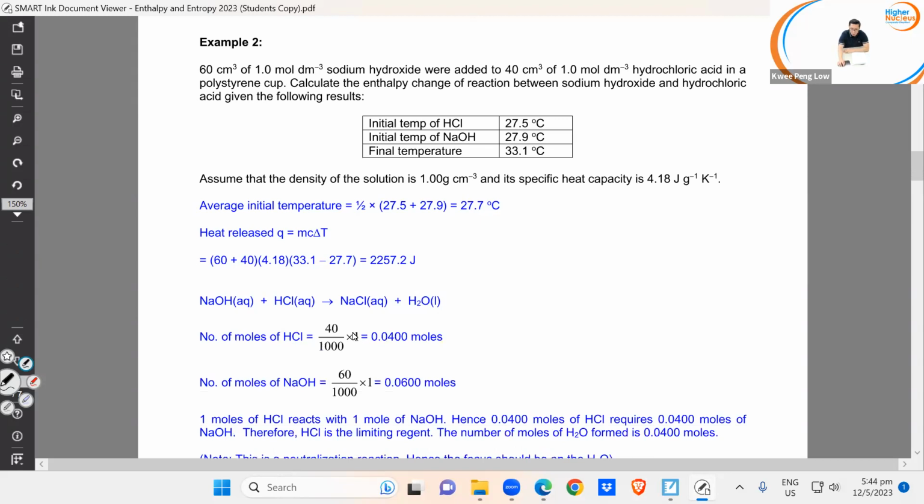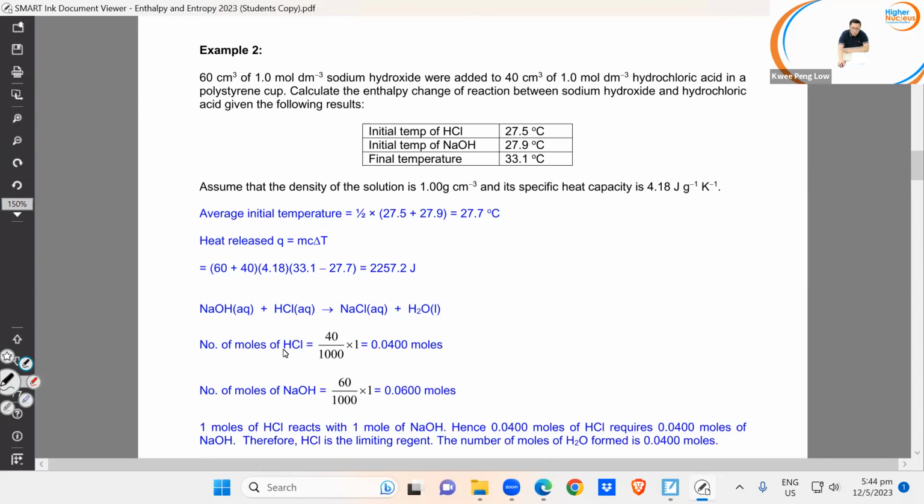This is my neutralization reaction. I find my number of moles of HCl, 0.04, and my number of moles of sodium hydroxide, 0.06. I find that my HCl is the limiting reagent. So HCl will determine the number of moles of water formed, which is also 0.04.